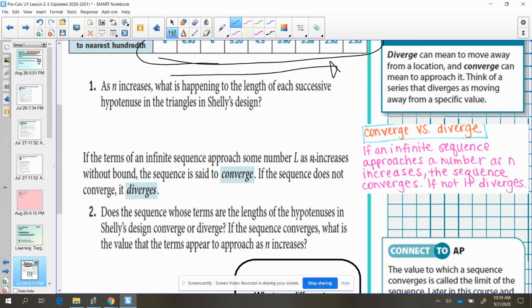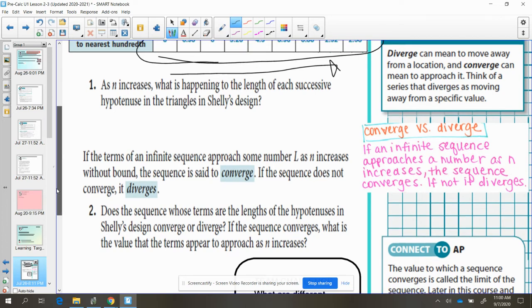It's going towards a specific number, versus diverging where it doesn't come towards a specific number. It either bounces between two numbers, never approaching just one, or it increases or decreases without bound. It goes really, really high towards infinity or really, really low towards negative infinity.